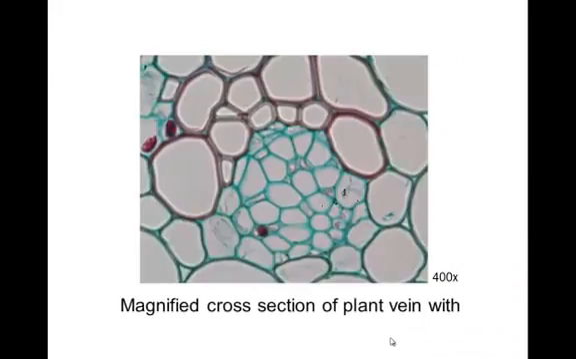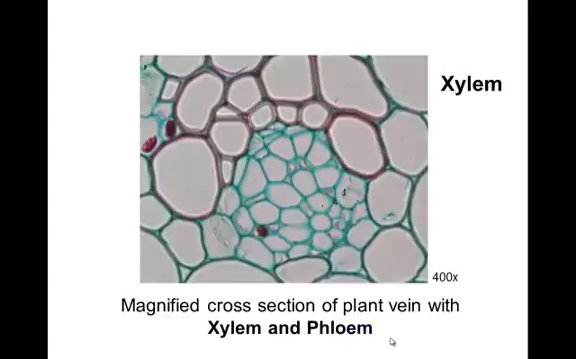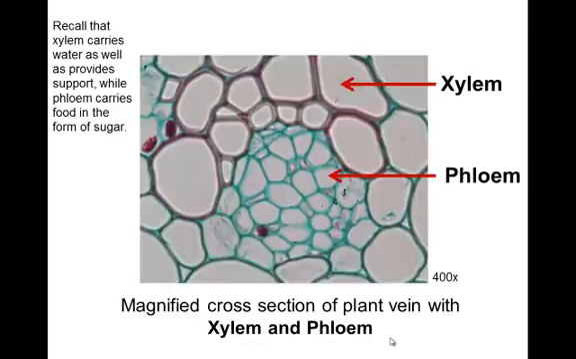So let's go ahead and look at xylem and phloem. Remember, this is the first group of plants that has vascular tissue. And so this is actually a photomicrograph, a photograph taken through a microscope, and it shows the xylem and phloem. Now, you're not going to have to draw this or anything, but I thought you might like to see it. This is at 400 times magnification.